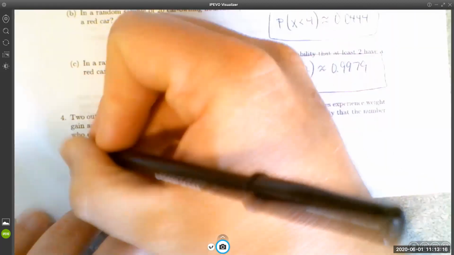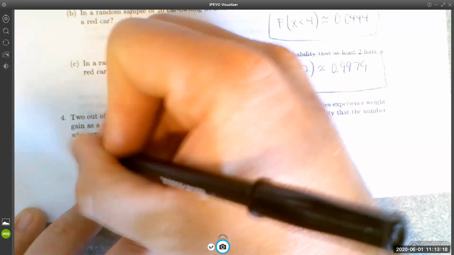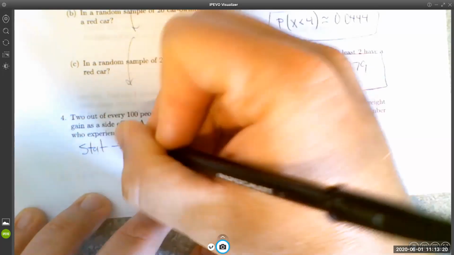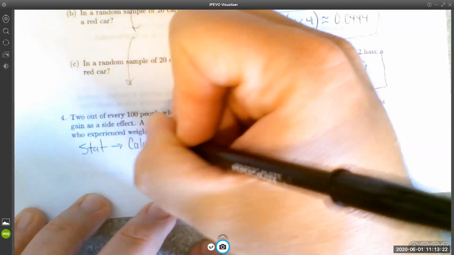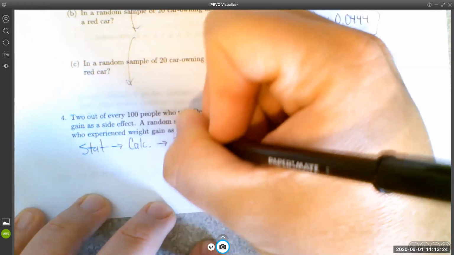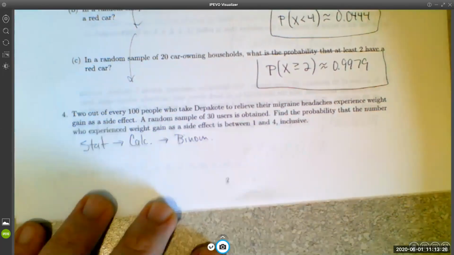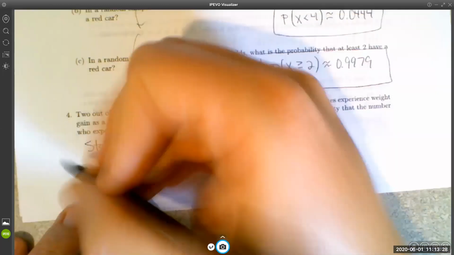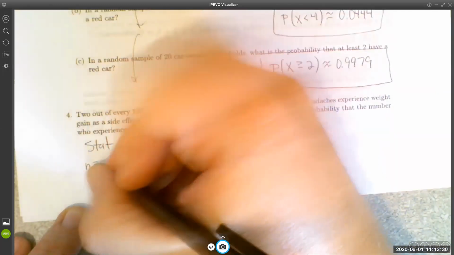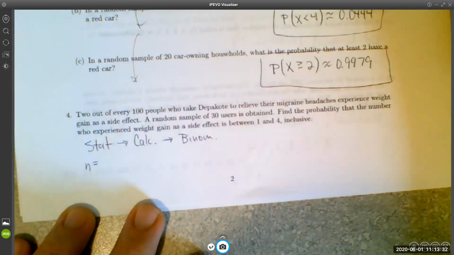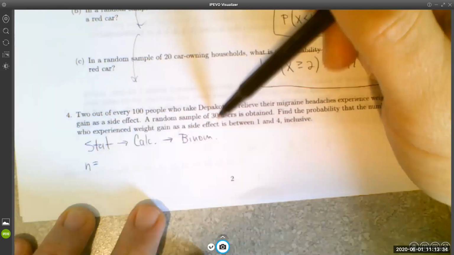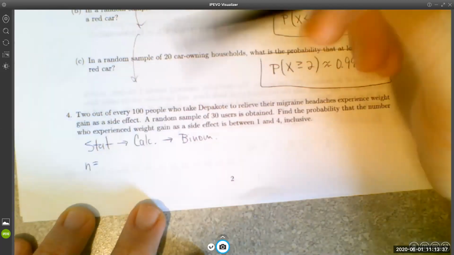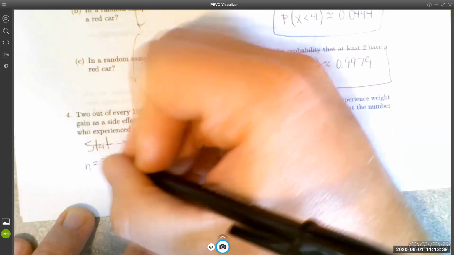So since it's a binomial problem, we're going to go stat, calculators, binomial. When you get there, you're going to need to be able to enter something for n, number of trials. Number of trials in this case should be 30, right? It says a random sample of 30 users is obtained, so n equals 30.